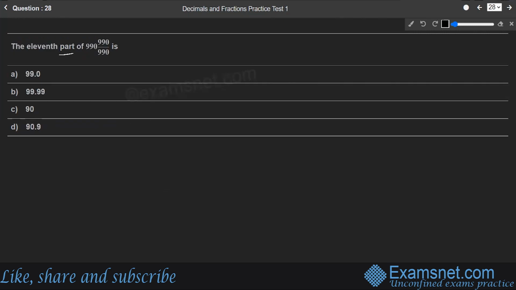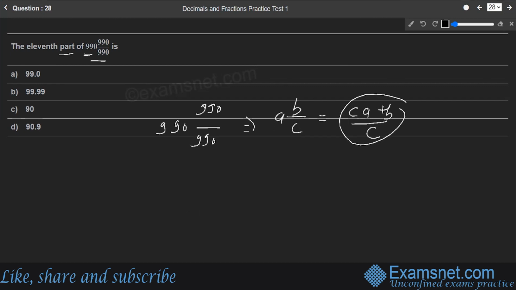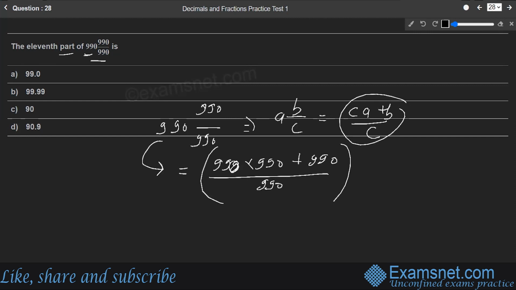Now, the 11th part of 990 by 990. We are supposed to find the 11th part of 990 by 990. If you want to convert this number into a simple fraction, how can we do this? If a number a, b by c is given, in the simple fraction it becomes (c into a plus b) by c. We'll apply the same logic to our 990 over 990, which will be 990 into 990 plus 990, divided by 990. This is our mixed fraction converted into a simple fraction.